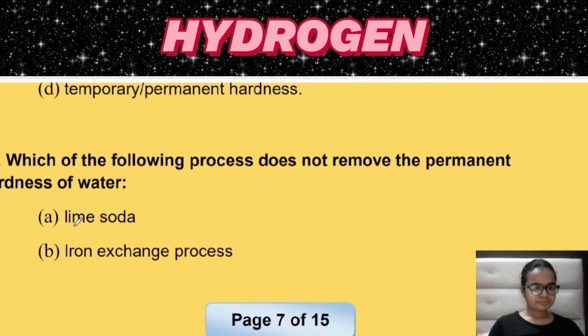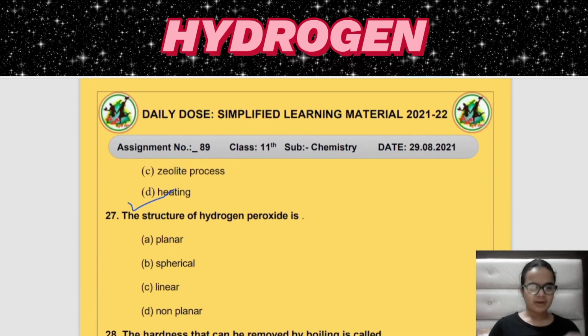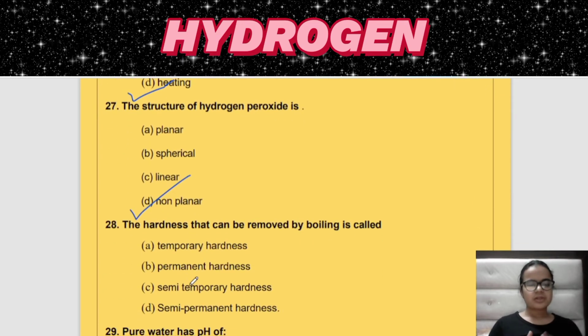And the answer is heating, because heating will remove temporary hardness only, it can't remove the permanent hardness. Permanent hardness can be removed by ion exchange process, lime soda and zeolite process. The next question is the structure of hydrogen peroxide, and the answer is non-planar. The next question is, the hardness that can be removed by boiling is called, and the answer is temporary hardness.